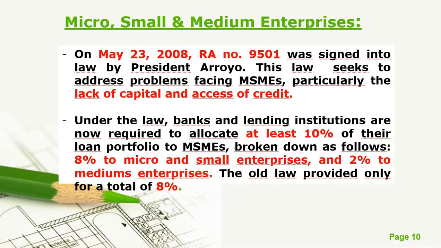should go to MSME. And it is broken down as follows. So, of the 10%, 8% will go to the micro and small enterprises, and 2% goes to the medium enterprises. Because in the old law, what was provided is only 8%. So, meaning at least ngayon, mas malaki na yung percentage ng portfolio na naka-allocate para sa mga micro, small, and medium enterprises.